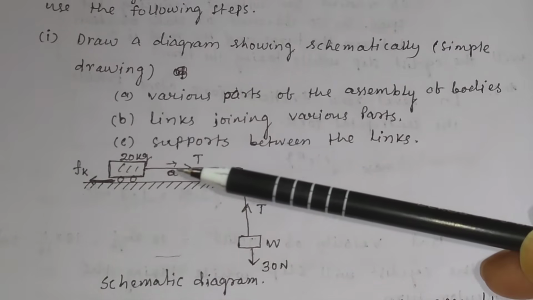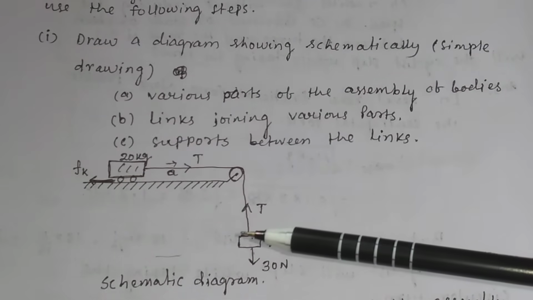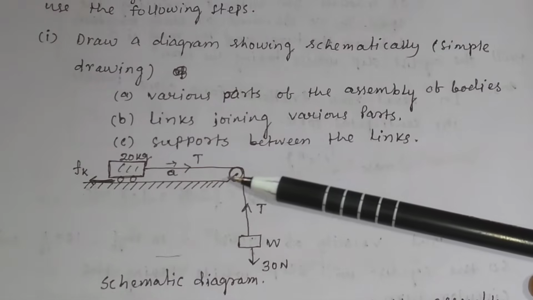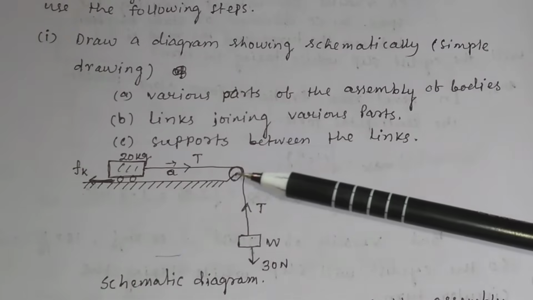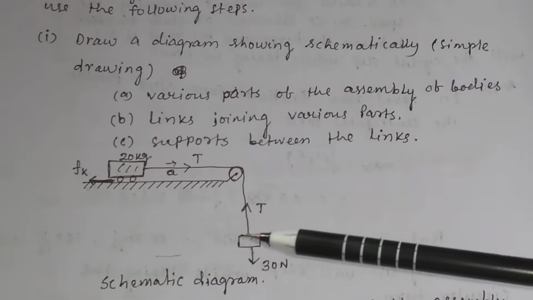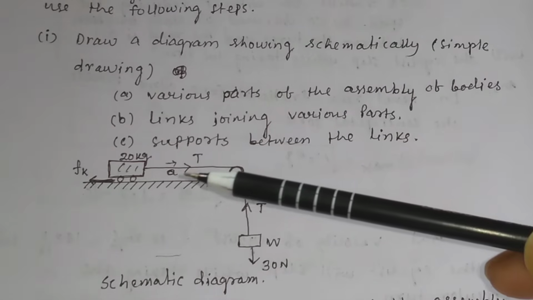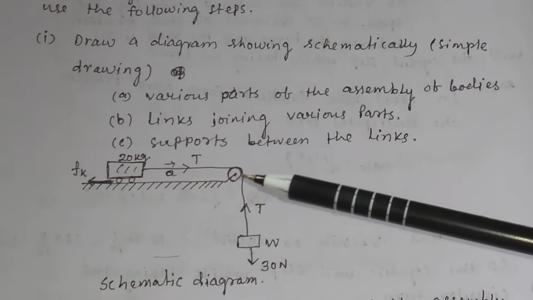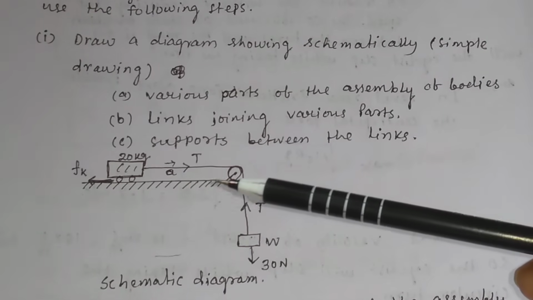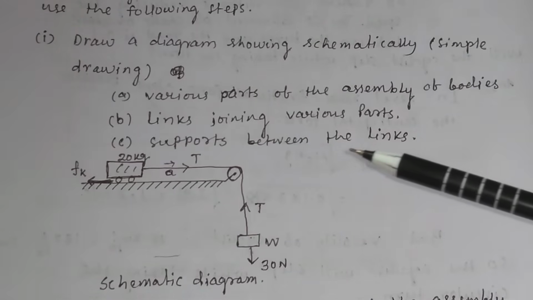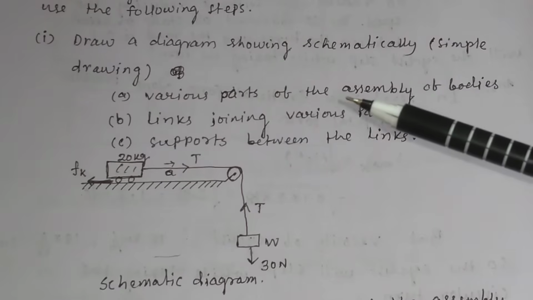So these are the various parts of the assembly of bodies. This is one part, this is another part, and these are the links joining various parts. Links means the string is the link, and supports between the links. The support between the links is this pulley system, and here this is also a support. So you should show the supports between the links. These things must be in the schematic diagram. This is the first step.